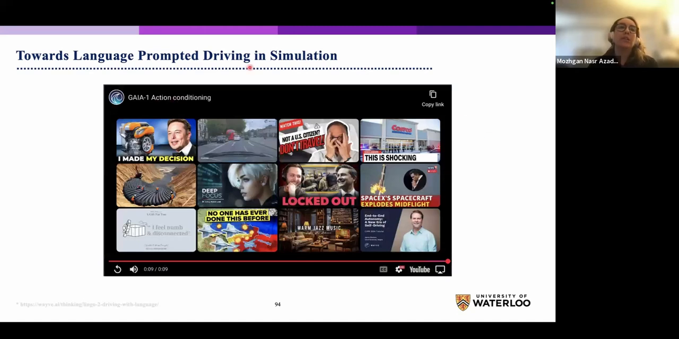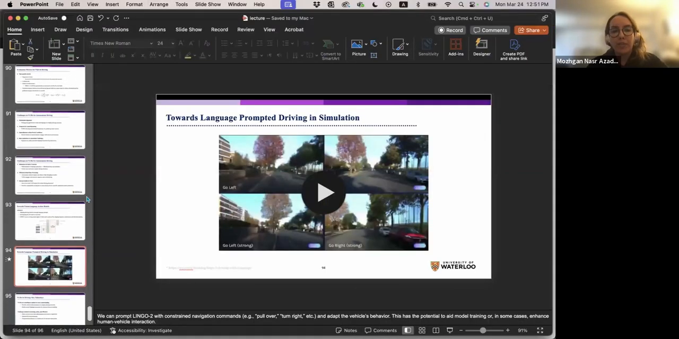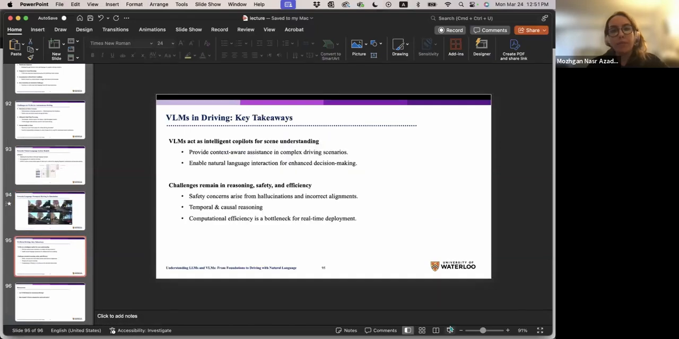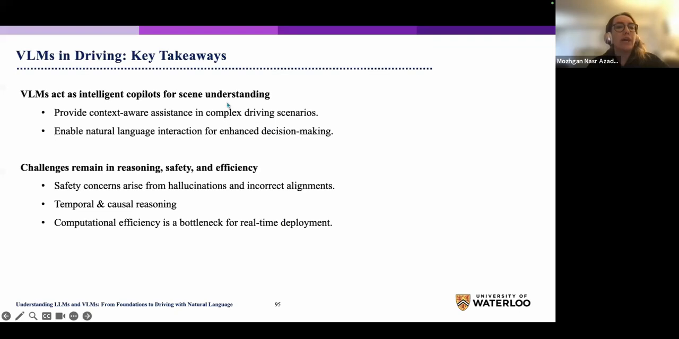So now you see that the autonomous driving industry is going toward language-prompted driving. At least for now, it's at the simulation stage, but later we will probably see it in the actual vehicles. Just a recap: we talked about VLMs, how they can add more modalities for better scene understanding. We talked about some of the existing challenges, mostly the safety concerns, how we can trust this, and at which level we can trust these LLMs for controlling the vehicle or for assisting. And that was it.